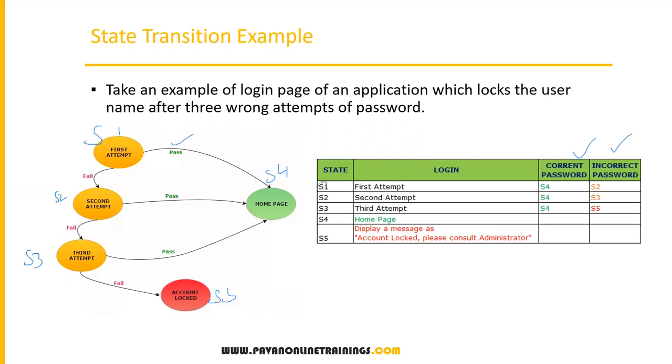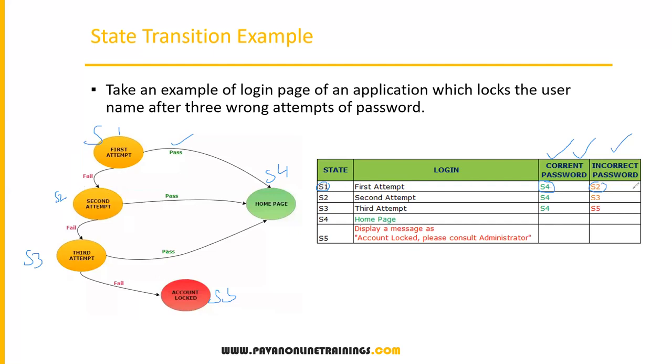Suppose in state 1, in the first attempt, when I pass the correct password, in which state do we have to go? S4. If I pass the correct password in state 1, we have to go to S4. So S1 to S4. If I pass the incorrect password here, then we go to another state. What is that? Here, S2. That means second state.